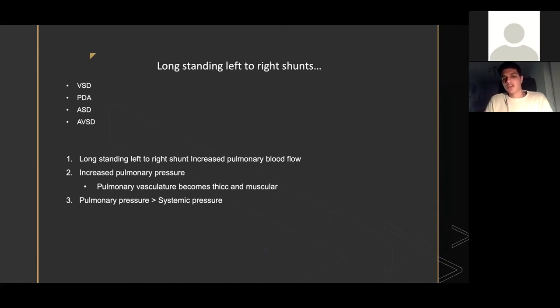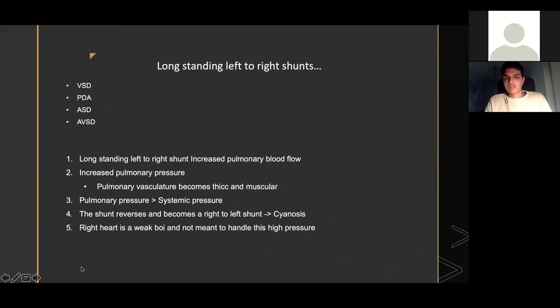Once pulmonary pressure exceeds systemic pressure, you now have a problem, because that means your right-sided heart pressures are now going to exceed your left-sided heart pressures. Your ASD or your VSD, which has been pumping blood harmlessly from left to right the whole time, are now, with simple physics, pressure moves from high to low, going to reverse. So you get a shunt reversal and a right to left shunt, because the pressures in the pulmonary vasculature are so high. That leads to cyanosis, and that can be terminal.